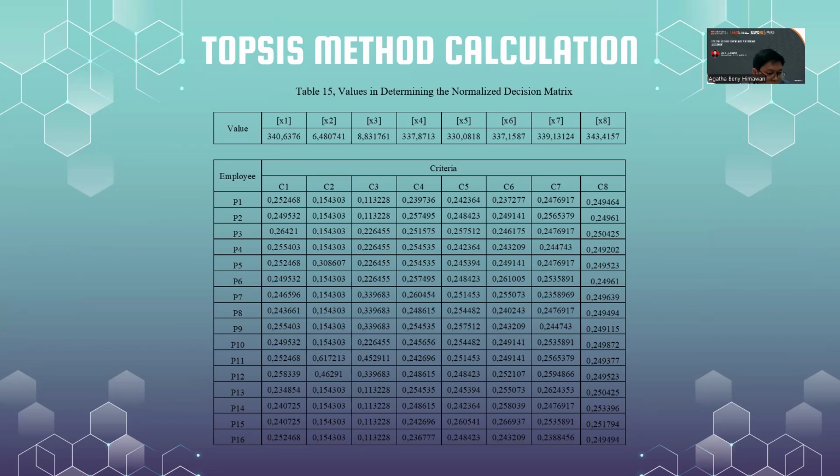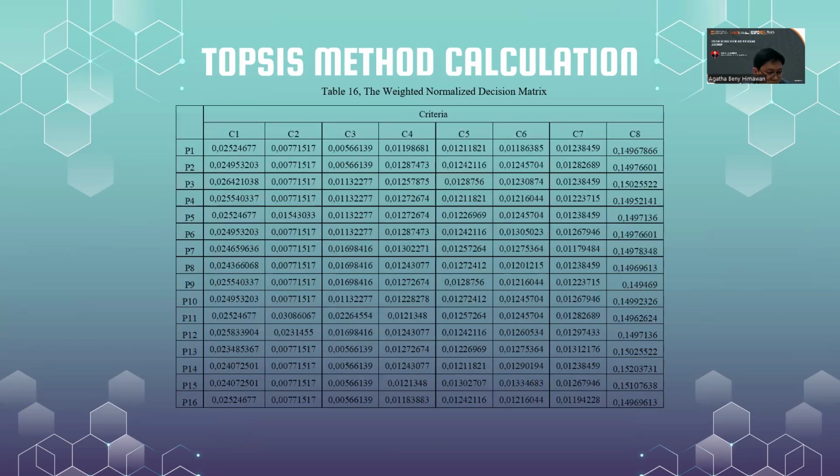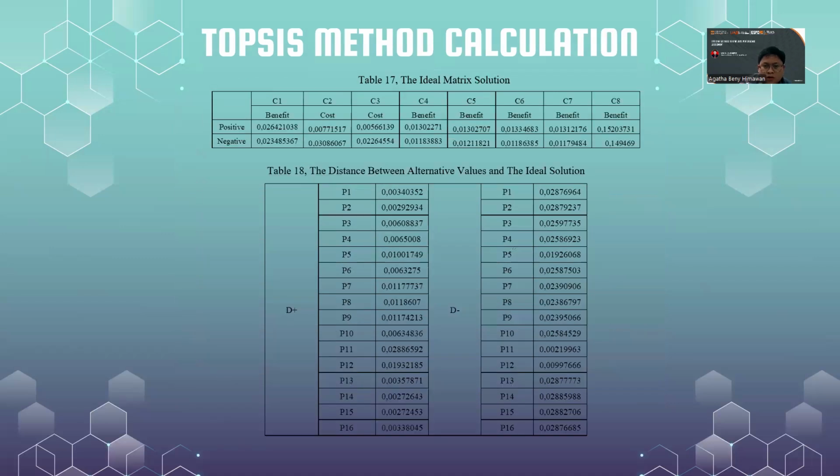The next step is to create a weighted normalized decision matrix by multiplying each alternative normalized decision matrix against the weight of each criterion. The results can be seen in table 16. The next step is determining the distance between the alternative value and the ideal solution matrix shown in tables 17 to 18. The last step is to determine the preference value or ranking in table 19.